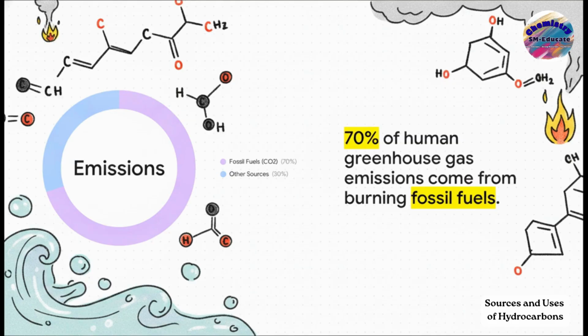Over 70% of human-caused greenhouse gas emissions come directly from combusting these exact fossil fuels. Burning these saturated and unsaturated hydrocarbons inherently releases carbon dioxide, and that accelerates climate change and causes severe ocean acidification.